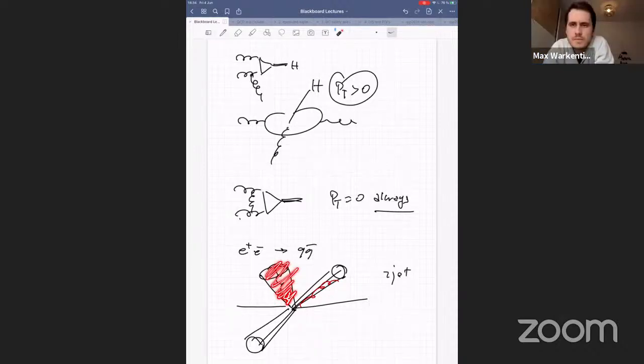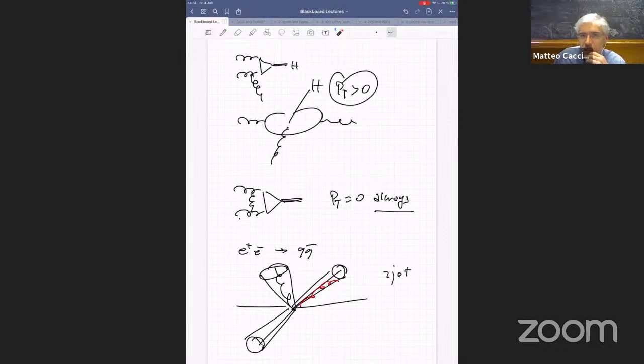So I should think better about it, but I don't think you can easily come up with a situation where the leading diagram for a jet contains already two particles. But even if it did, I think the scheme would still hold. You would have to add more legs and more loops in order to go to higher orders.